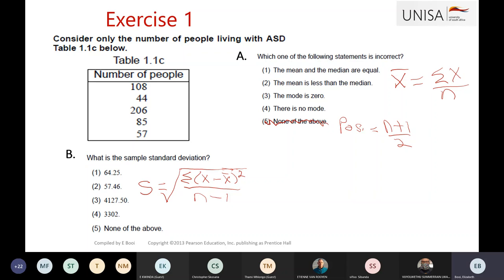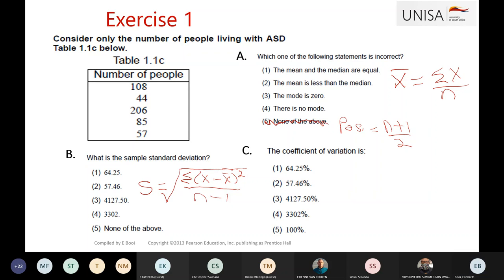The last question that you need to do is to calculate the coefficient of variation. Remember, the coefficient of variation is your standard deviation, which you would have calculated there, divided by the mean, multiplied by 100. Let me not confuse those who didn't do maths before. Let's not put the 100% and just do 100. Just multiply that by 100, and then you get the answer.